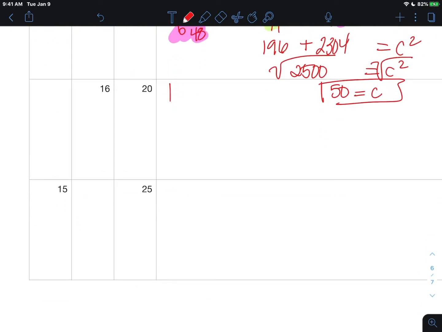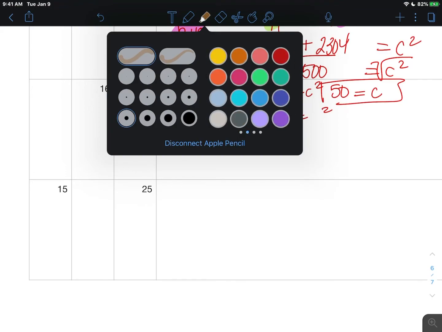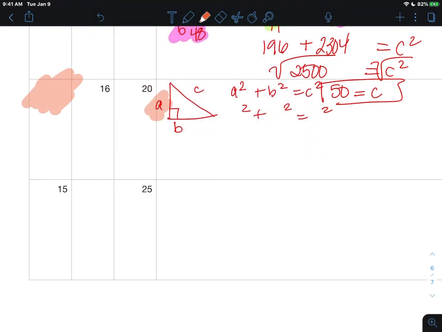Next one. Again, I'm going to draw out my triangle, A, B, C. And I'm going to write out my formula. Okay, let's go ahead and color code this. So over in orange, we're going to say my A's. Over here in this yellow, I'll say are my B's. And over here in this turquoisey green color are all my C's. So I have no idea what A is, so it's going to stay like that. B is equal to 16, and C is equal to 20. So let me go ahead and write those in.